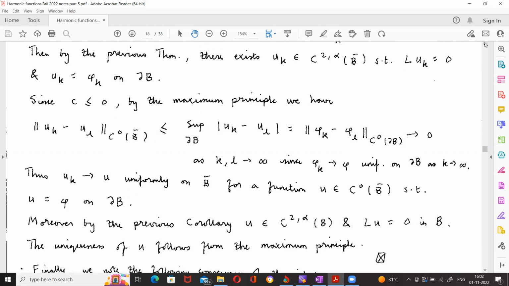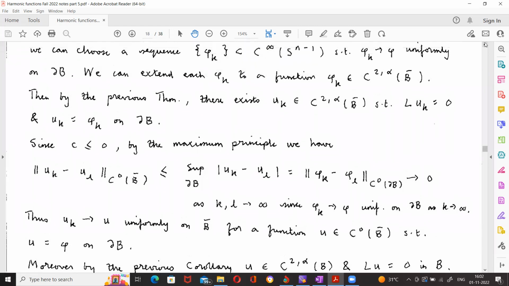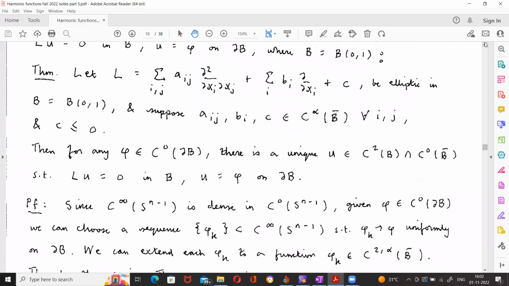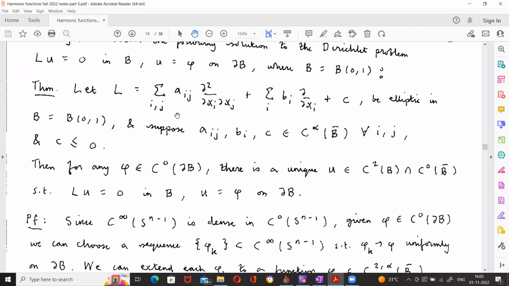Is this all right? Yes, sir. Okay, so we've solved the Dirichlet problem for a general operator on the unit ball. The only hypotheses are that the coefficients are Holder continuous and the zeroth order coefficient is less than or equal to 0. That's it. So if you have more questions, I can do another 5 minutes, otherwise we can stop.